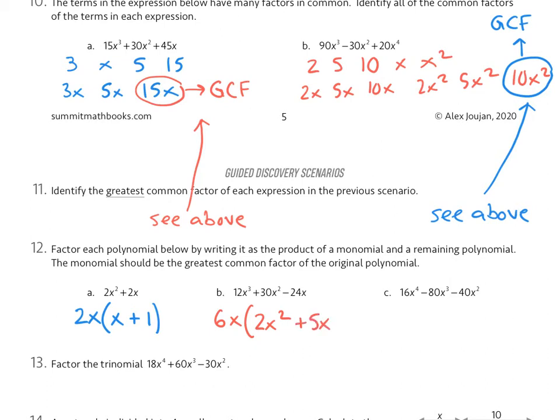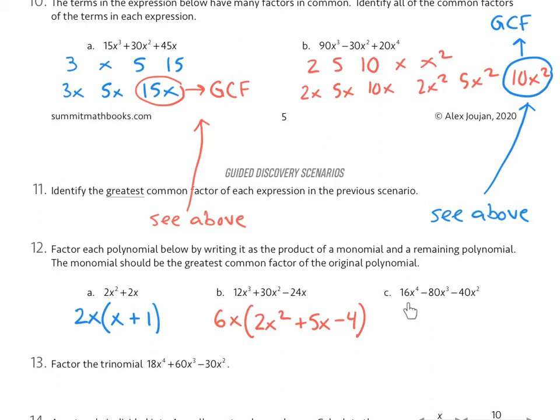Finally, 6x times what equals negative 24x? 6 times negative 4 is negative 24, and these already both have an x, so I don't need another x. So it's just negative 4, or minus 4. And you can confirm that this times this equals this trinomial by distributing the 6x again.